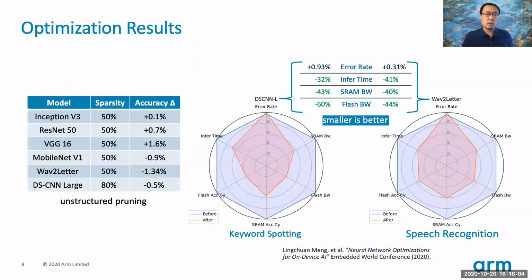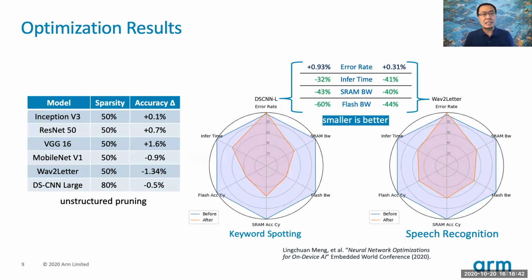What do we get? Here we're looking at a very brief summary of optimization results. On the left is a table that only focuses on the before and after accuracy delta with unstructured pruning. We can see that for the first three image classification models, which are all pruned at 50% sparsity, they all at least preserve the original accuracy. And as a matter of fact, for ResNet 50 and VGG 16, we see a slight increase in accuracy compared to the dense baseline.